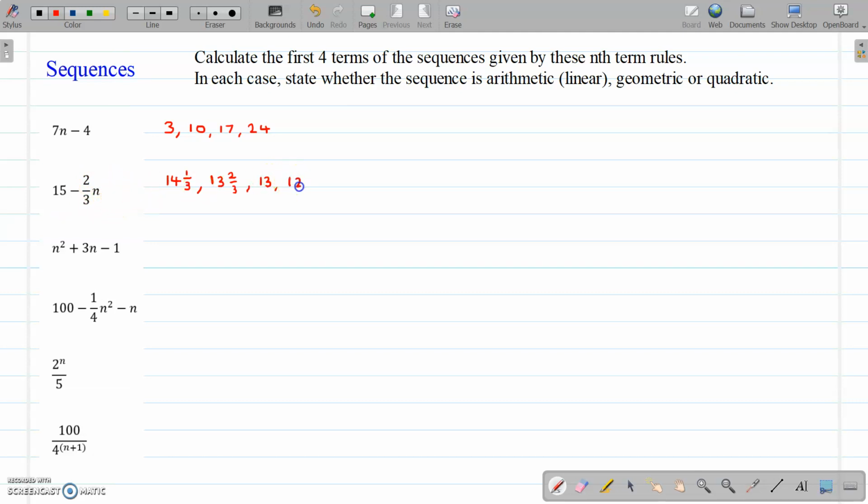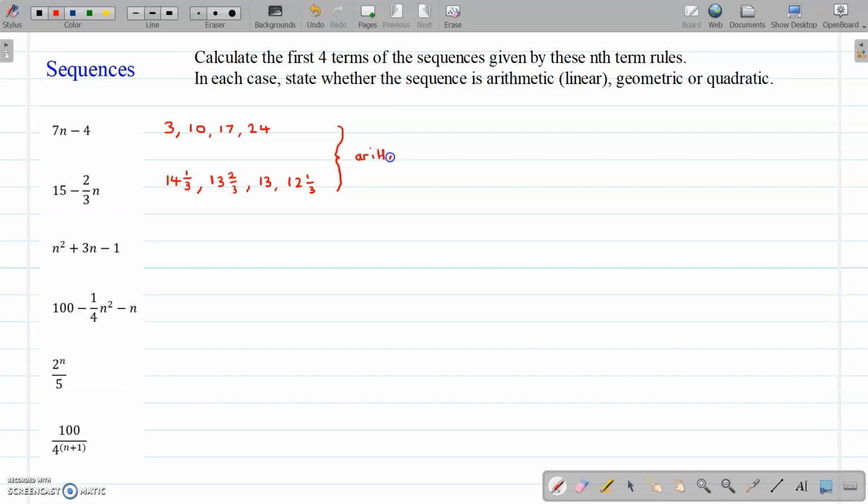Okay. Now, if you look carefully at that sequence, you can see it's also an arithmetic or linear sequence because it's going down by 2/3 each time. Okay, it's going down by 2/3 to get to 13 and down by another 2/3 to get to 12 1/3. So that's also an arithmetic sequence. So both of these two are arithmetic. Okay, so I'll just put that there. Okay, and I shall write arithmetic.